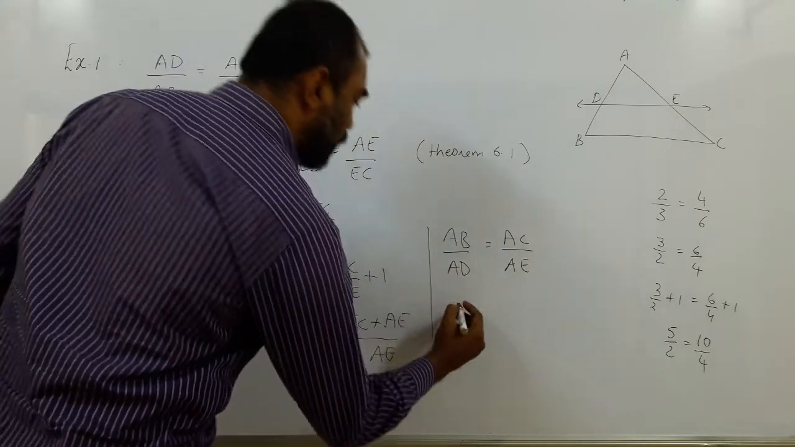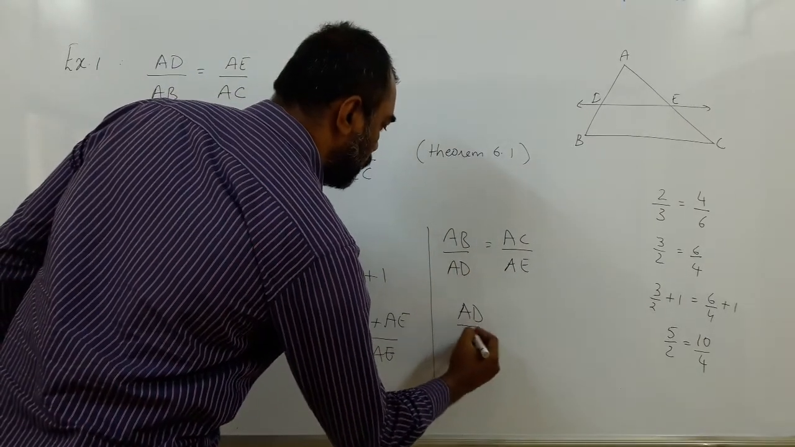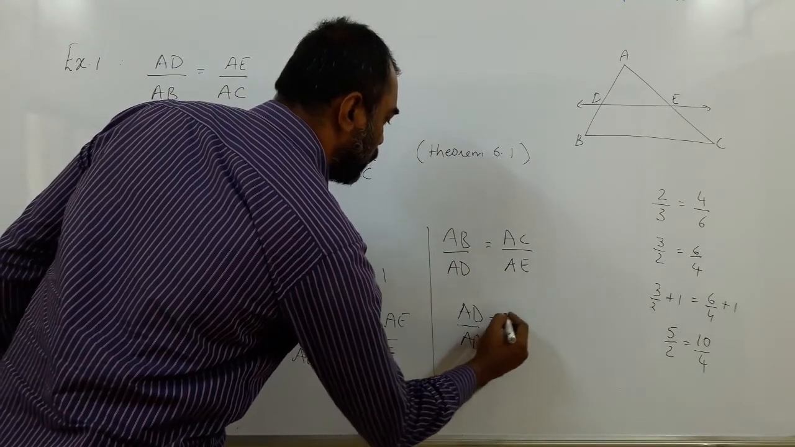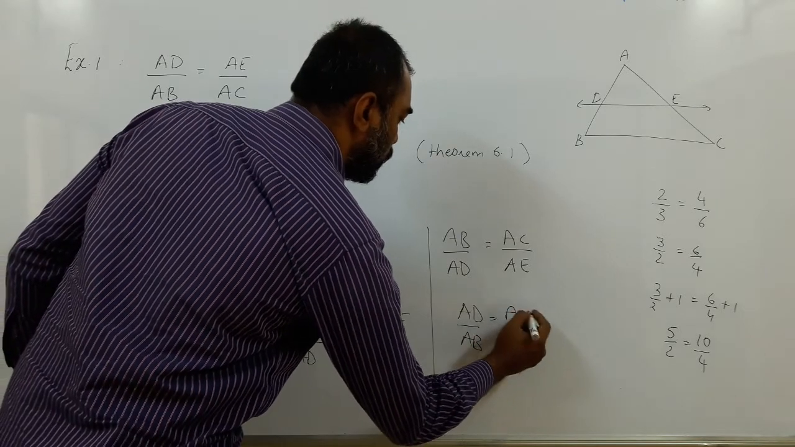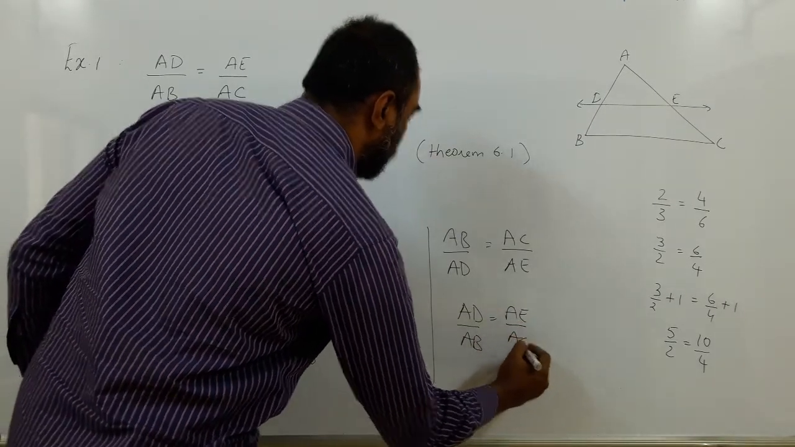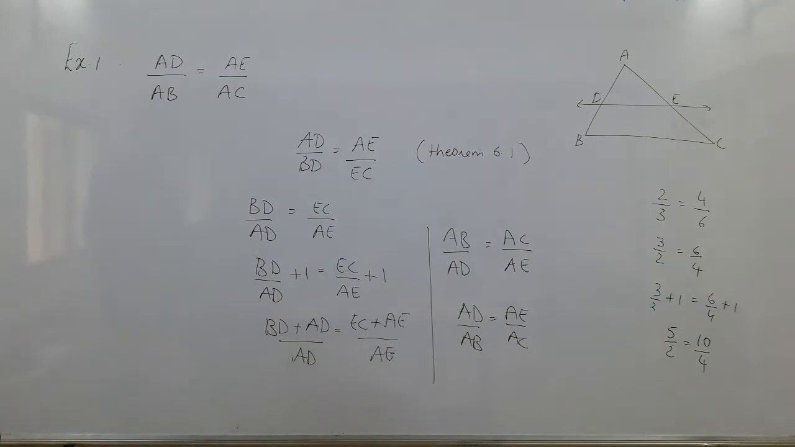Now invert them again, invertendo. So AD upon AB equal to AE upon AC, and hence it is proved. So this was the extended part.